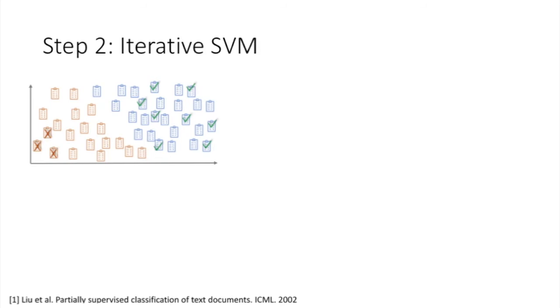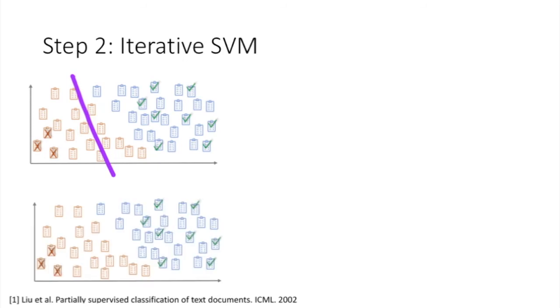Iterative SVM starts by training an SVM classifier using only the reliable negative examples and the labeled positive ones. So in this case, you can expect the classifier to look like this. In the next step, we will label all of the examples that were classified as negative by this classifier as reliable negative examples as well.